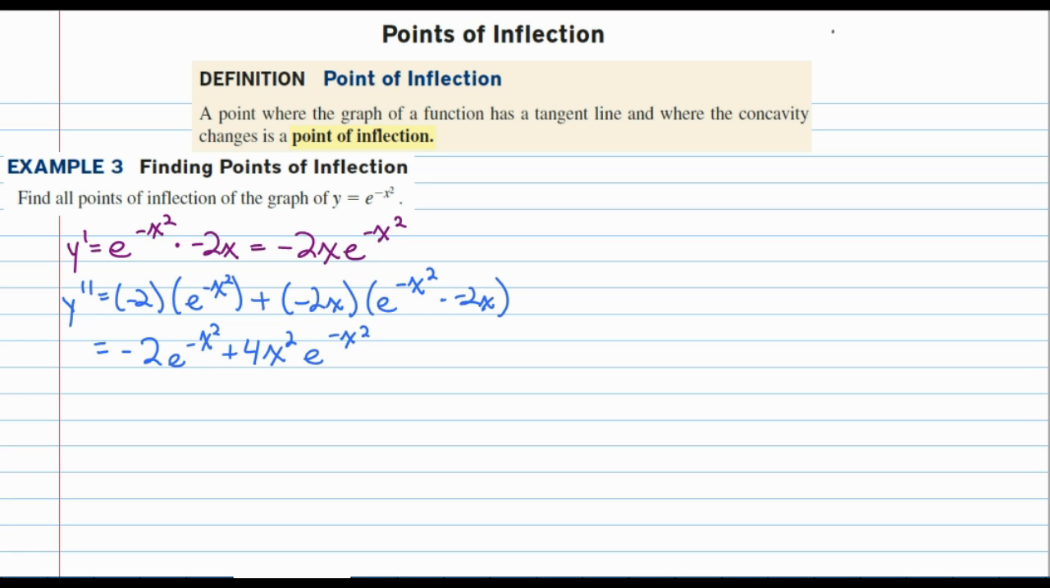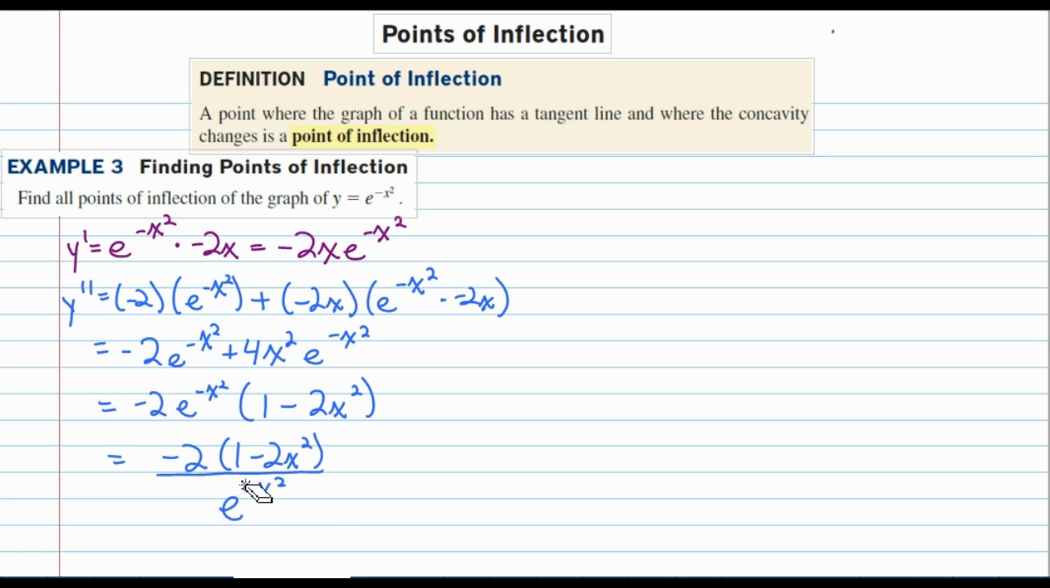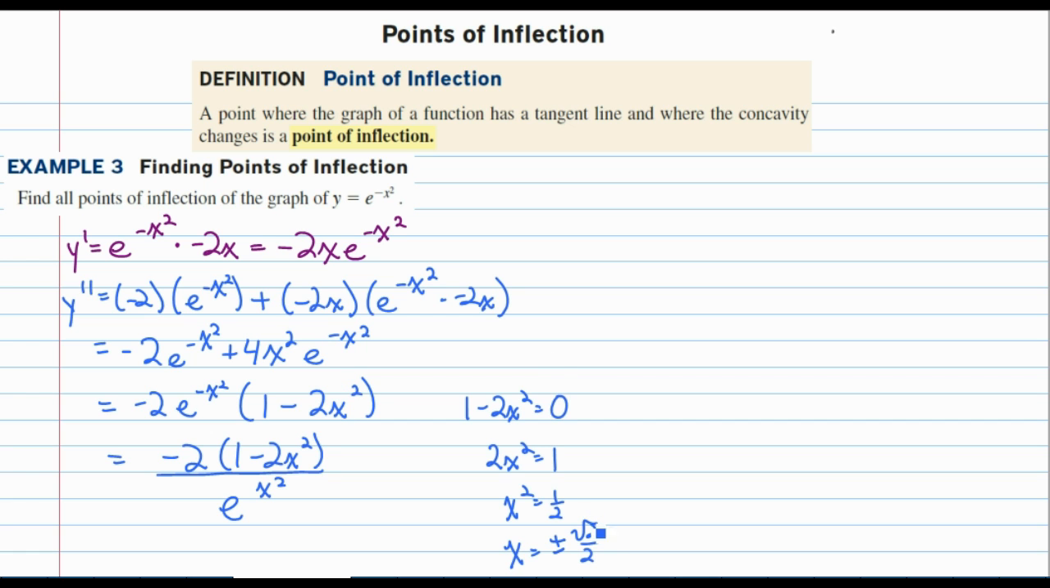So I'm going to change this so that I have this negative exponent, and I'm going to factor out a common factor and create a denominator so I can get a better idea of what will make this 0 or undefined. So now I see there's actually nothing that's going to make the denominator 0. The denominator will always be positive, but I can find out what's going to make 1 minus 2x squared 0. And I got that it was plus or minus the square root of 1/2, but if you rationalize the denominator, it's square root 2 over 2.